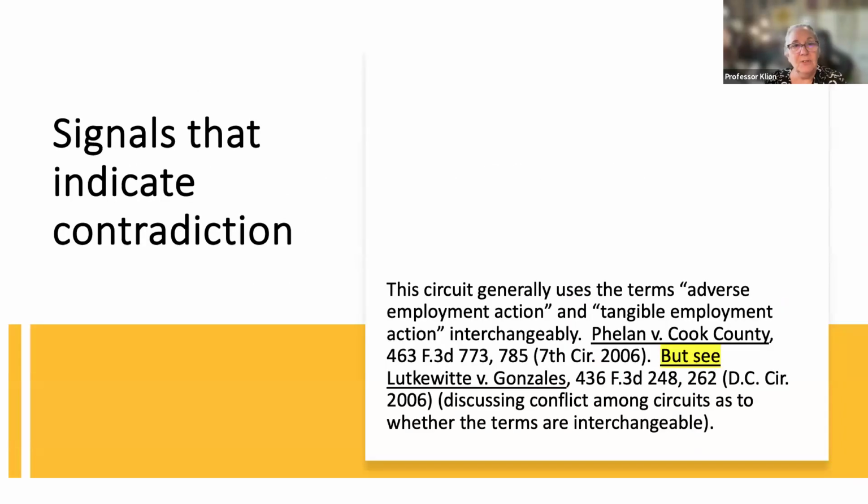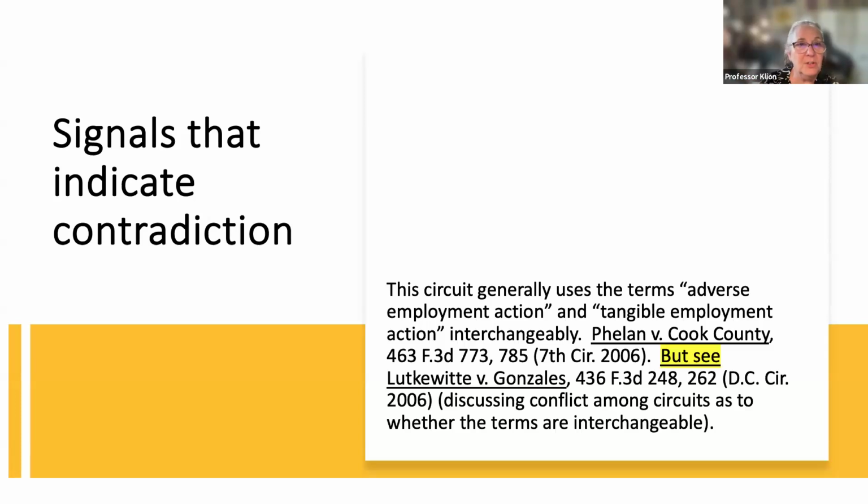Next, we're going to talk about signals that indicate contradiction. I have no idea why my slide just did that, but that's okay. We'll just talk about but C first. So but C is cited authority that clearly supports a proposition contrary to the main proposition. So if you were going to cite a case that is the direct opposite, you would use but C.